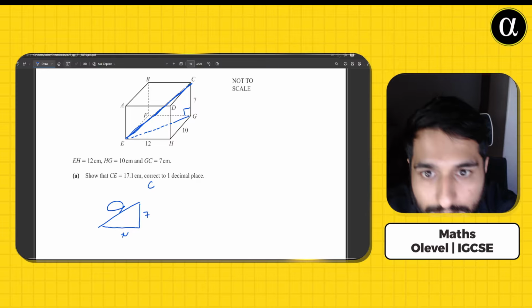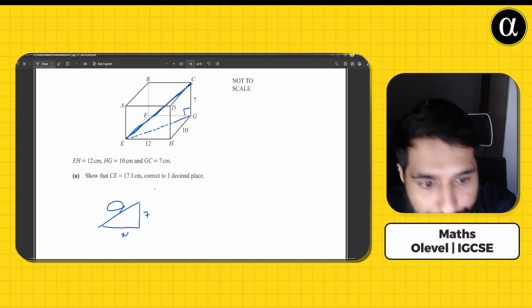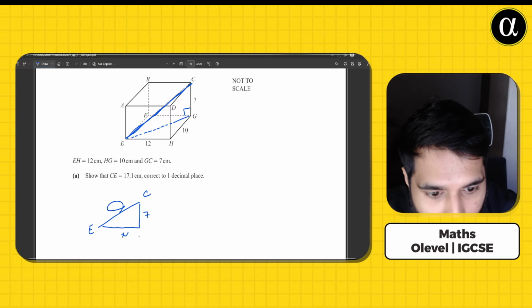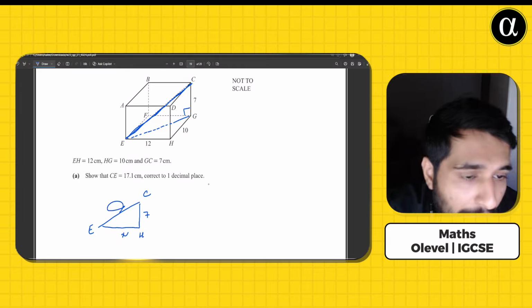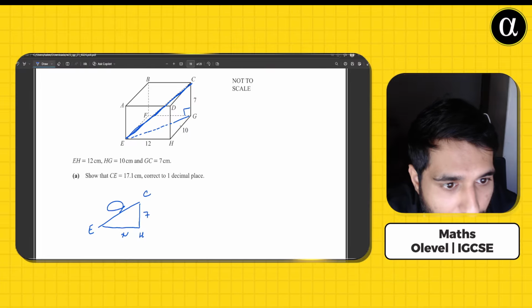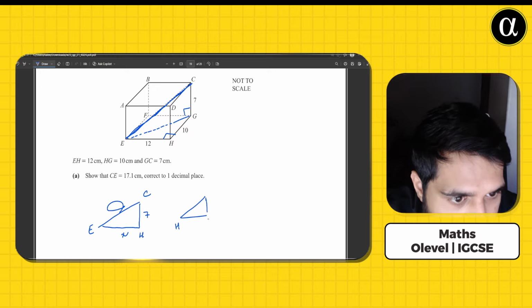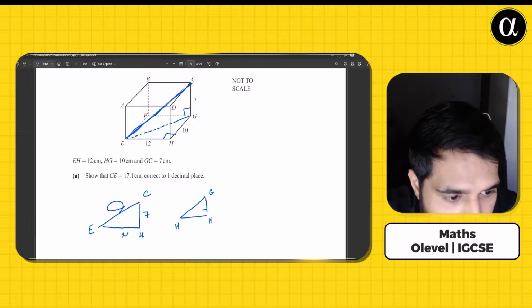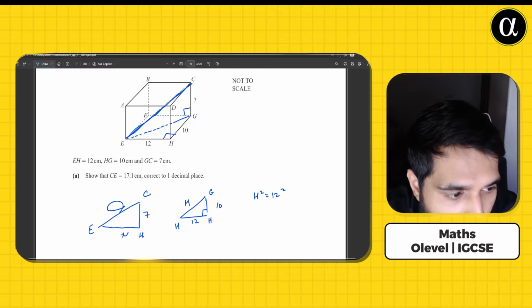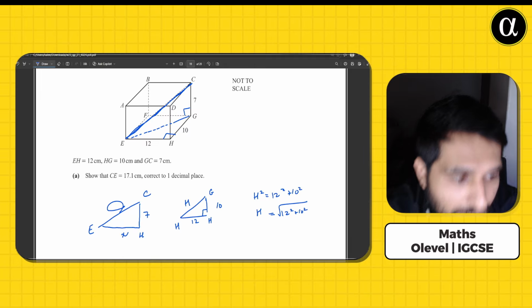Oh sorry, this was C, E and H. Now to find this unknown x, we can take another right angle triangle over here at the bottom, that is E, H and G. And we know this value is 10 and we know this as 12, so we can use the Pythagoras theorem, and that would be h square is equal to 12 square plus 10 square, where the value of h would be under root of 12 square plus 10 square, and the answer would be what?